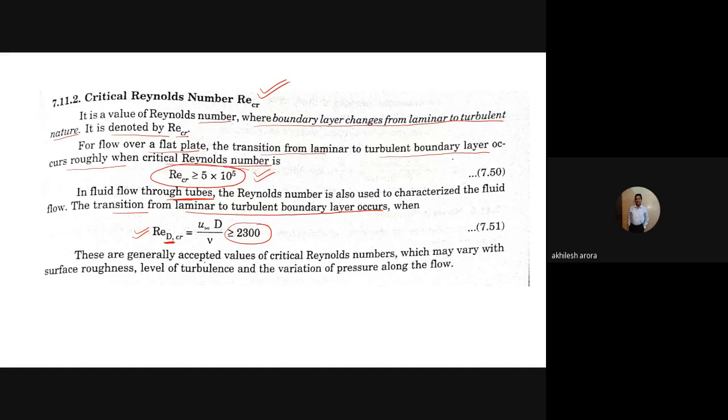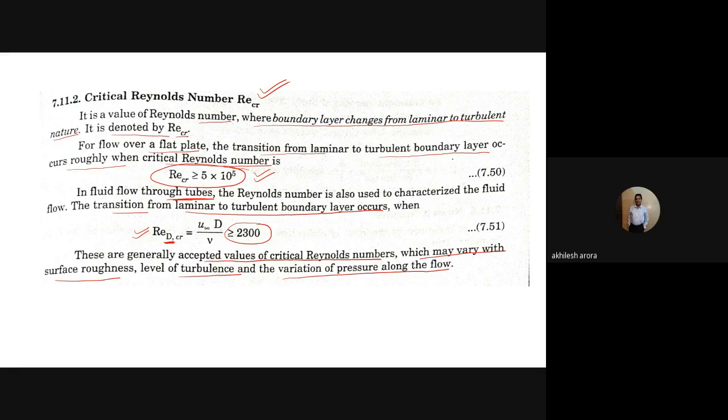These are generally accepted values of critical Reynolds number, which may vary with surface roughness, level of turbulence, and variation of pressure along the flow. So it is not necessary that this is a single value at which the transition will take place. The value is in a particular range, but these are the most accepted values. Corresponding to this value, you can always consider that flow transition has already taken place.